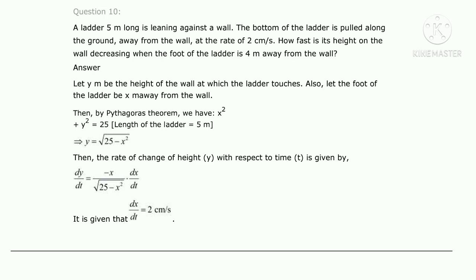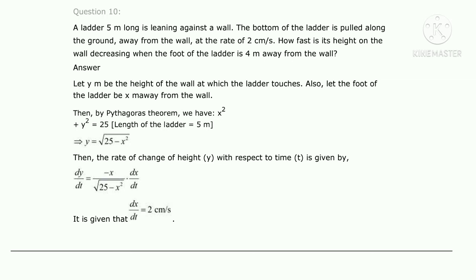So here first of all, this 25 minus x square, if we assume it as one term, it is of the form root x. So that's why we have to write 1 by 2 root of 25 minus x square. But this 25 minus x square we have to differentiate again with respect to t.